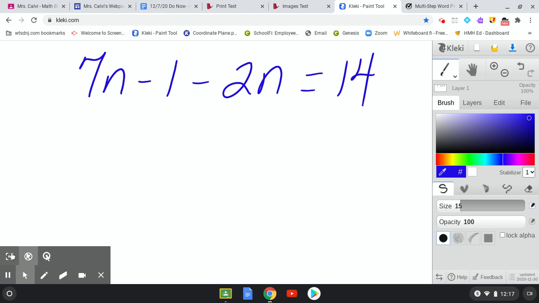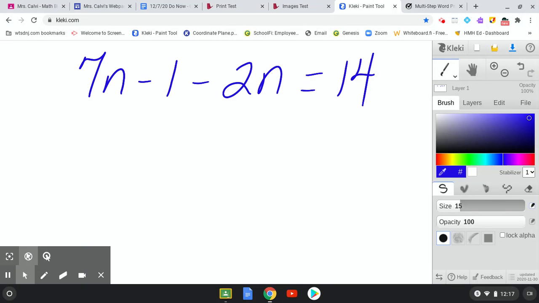I'm going to do a quick review on solving multi-step equations. So just a little step further than solving two-step equations. There are several things going on here. Right here we have 7n minus 1 minus 2n equals 14.